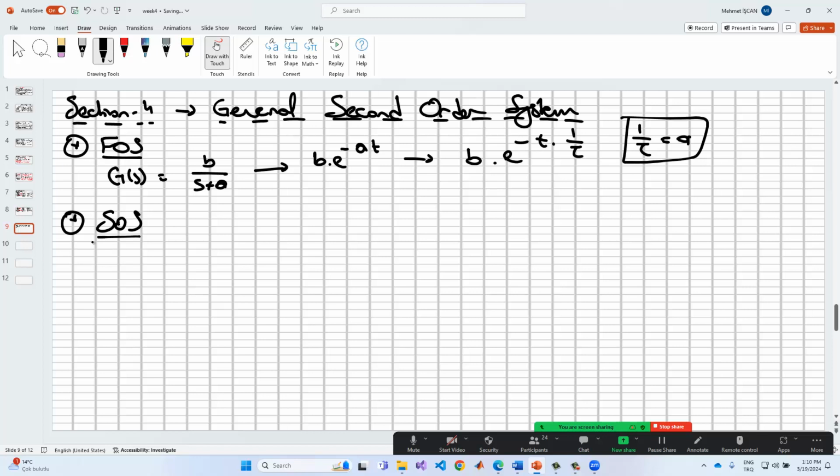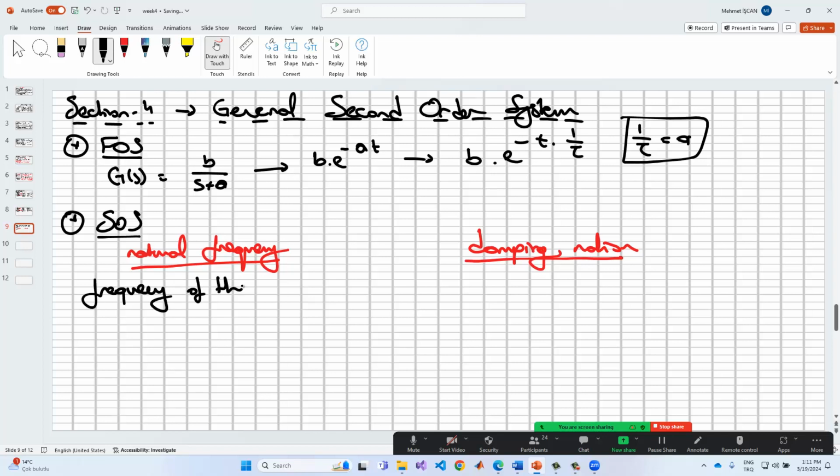Second order system. In order to define it, we need to define two new concepts: the natural frequency and the damping ratio. Okay? But what are these two concepts? The natural frequency is a frequency of the system, which is called the oscillation energy form for this system.